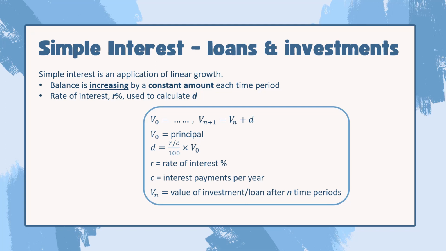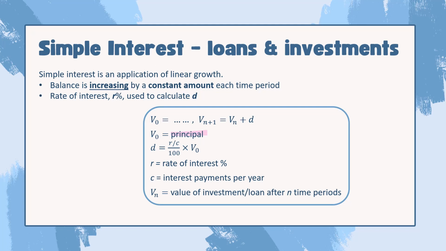So a reminder again, we have our recurrence relation format. And in this case, often the initial value or the starting point is called the principal. So it's good to understand that when we're referring to principal, we're talking about the starting point of the loan or investment. D is often given as a rate, so a rate of interest, that we first need to use that rate to calculate this constant value of D.